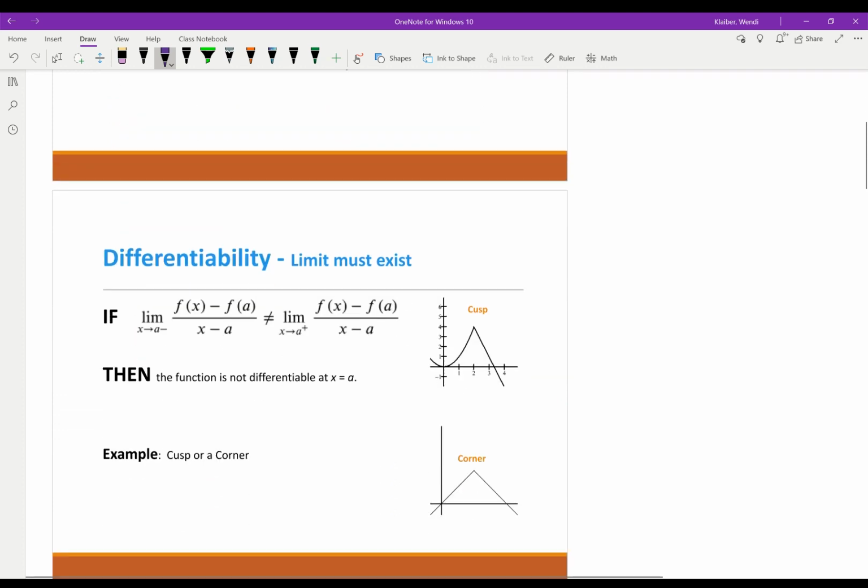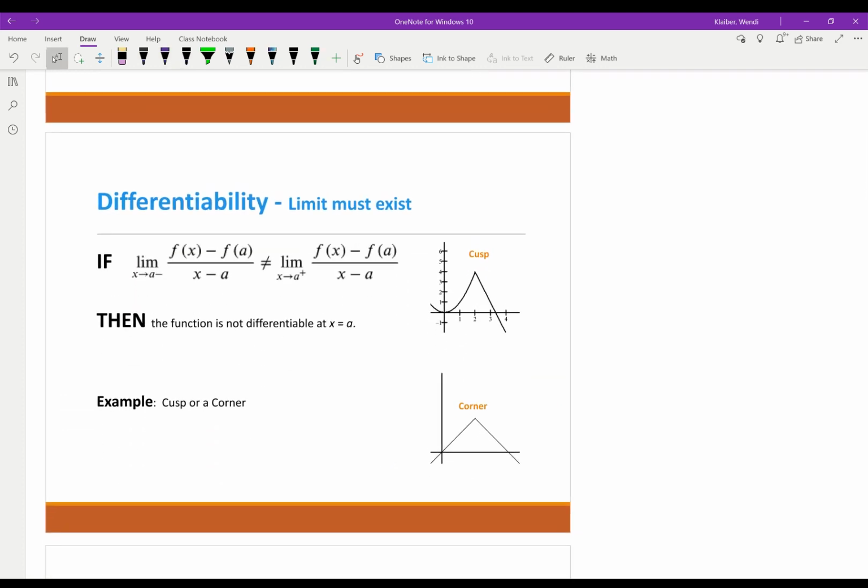So our first example here is the limit must exist. Now, to determine whether a function is differentiable or not, we use one of the definitions of a derivative. So I'm using the alternate definition here. As x approaches a from the left of the slope function, in order for a function to be differentiable, that must be equivalent to x approaching a from the right of the slope function. If they are not equivalent, then the function is not differentiable.